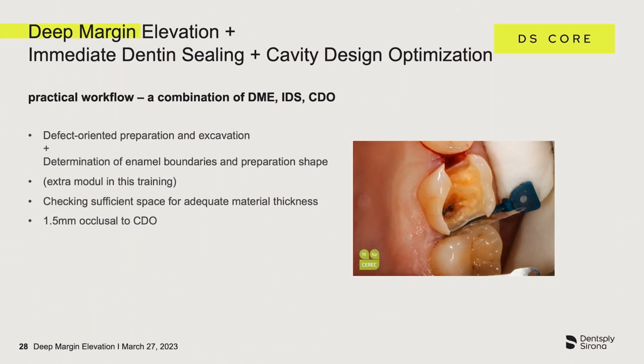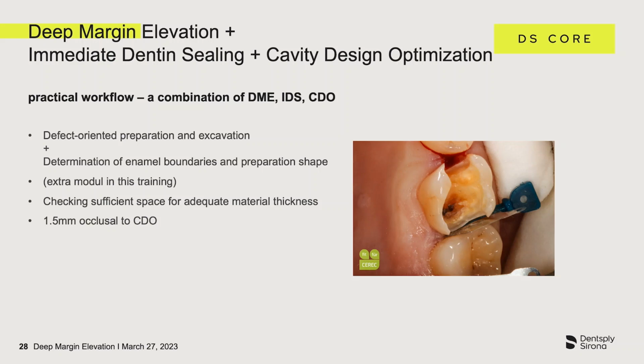Now we will show the practical workflow again using some clinical images. Here we see the defect-orientated preparation and excavation. The enamel boundaries are sounded out and defined so that we already have an approximate idea of the later restoration and preparation shape at this point.